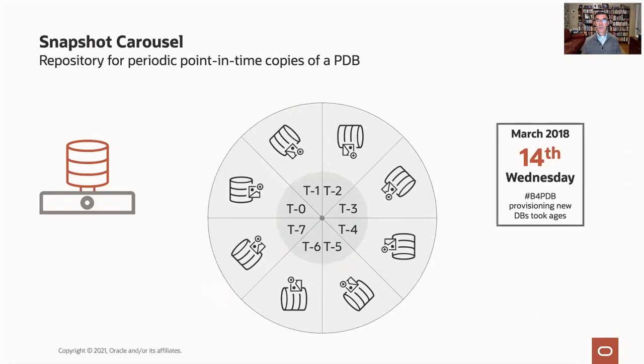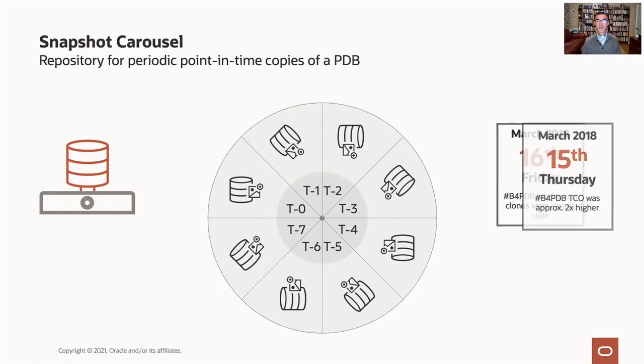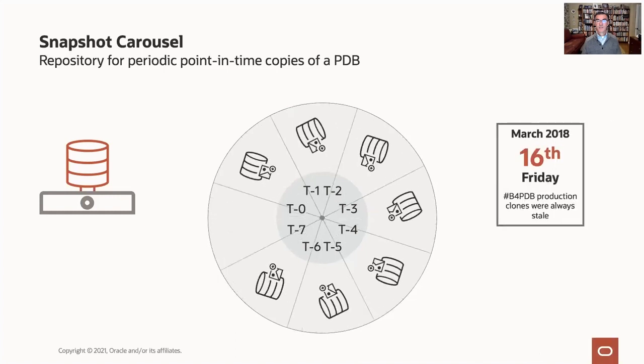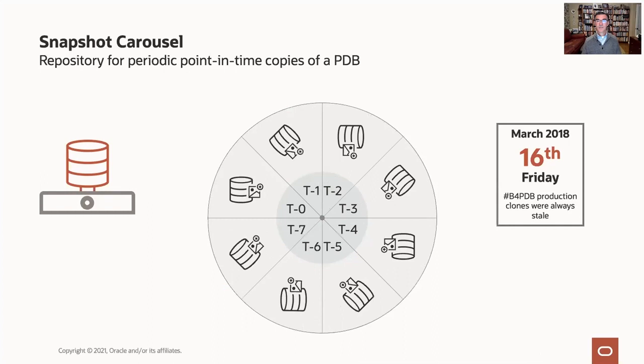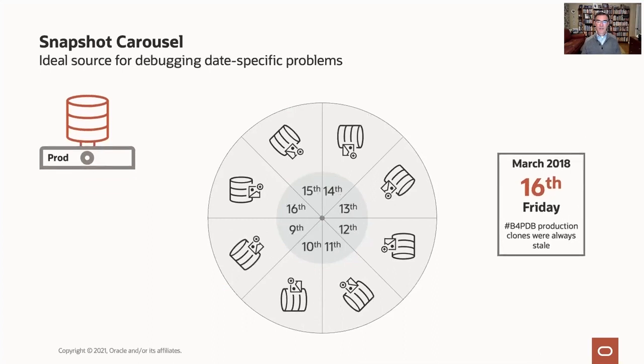And again from Wednesday to Thursday. And Thursday to Friday. So the snapshot carousel can be very helpful for debugging date-specific problems.